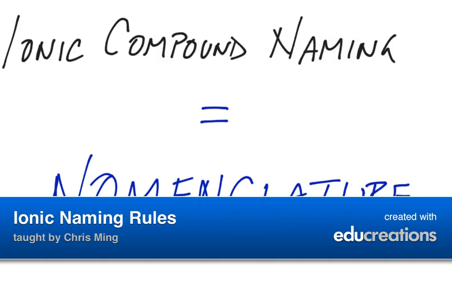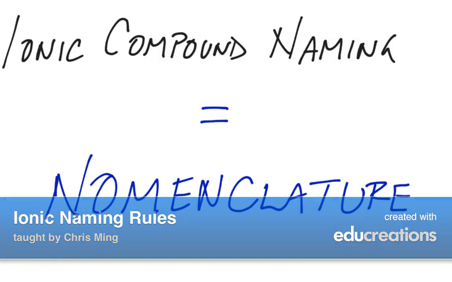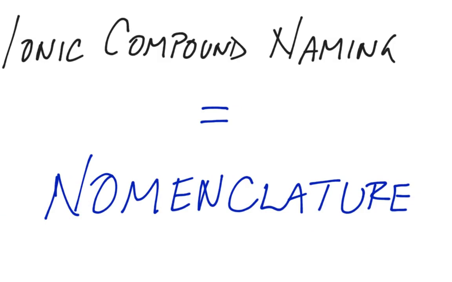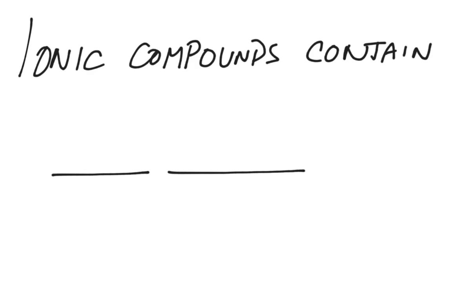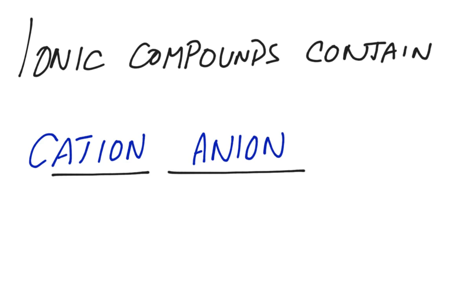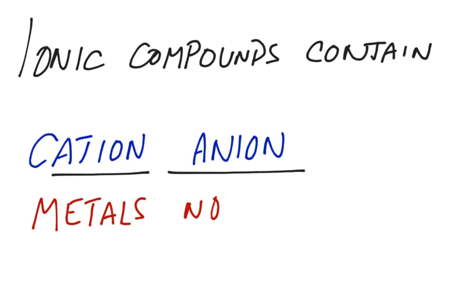When we're talking about naming of any type of compound, we're talking about a special term called nomenclature. For this particular video, we're going to focus on the nomenclature behind naming ionic compounds. Remember that an ionic compound contains a cation followed by an anion. Typically, your cations are going to be metals, and your anions could take one of two forms. They could either be nonmetals, or they could be polyatomic ions.